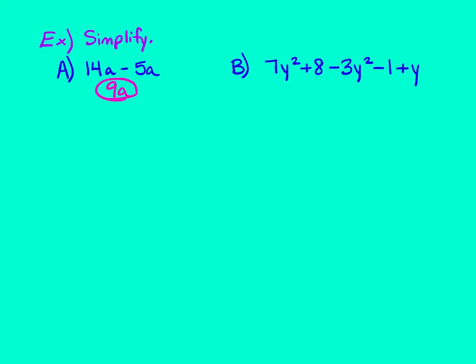Part B, we have 7y squared plus 8 minus 3y minus 1 plus y. We have some like terms that we can combine. We can do this a couple different ways. I like to just box in or circle like terms. Some people choose to gather like terms together, and either method is fine. So I notice that I have a 7y squared and a negative 3y squared. I always take the sign that's left of the term, and it's the sign of the term. And if I say 7y squared minus 3y squared, I get 4y squared.